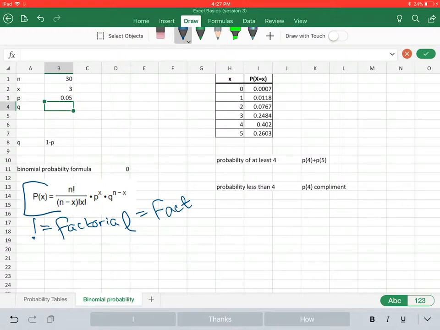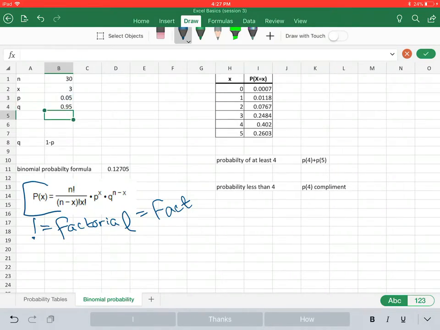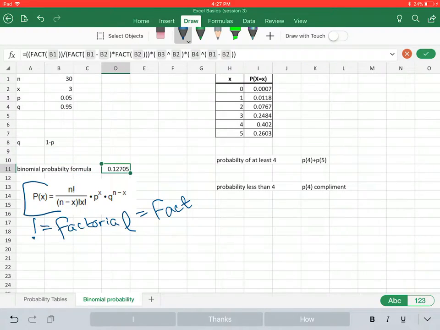It's going to say 0 because we don't have anything for q yet, and so everything's being multiplied by 0. Q is just 1 minus p. So we're going to do equals 1 minus p, and it's going to be 0.95. And see, once we did that, we automatically got a number. It just automatically redid the formula and gave us our answer. So the binomial probability of this set of data is 0.12705.